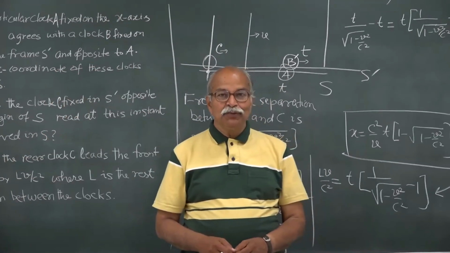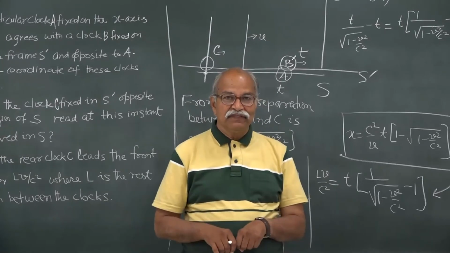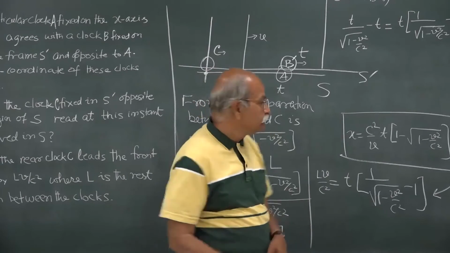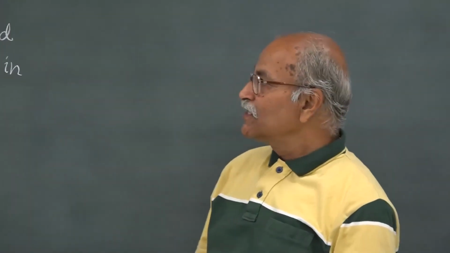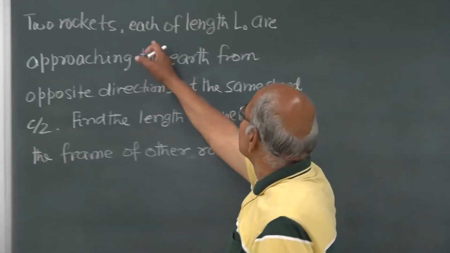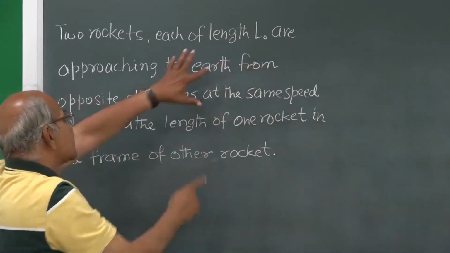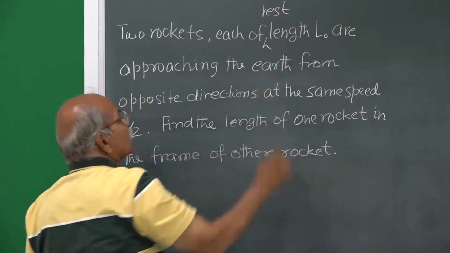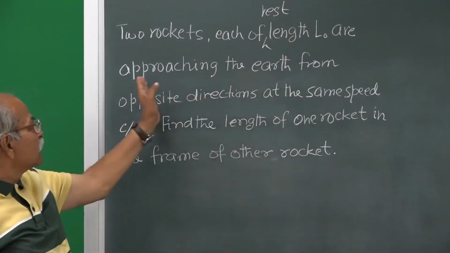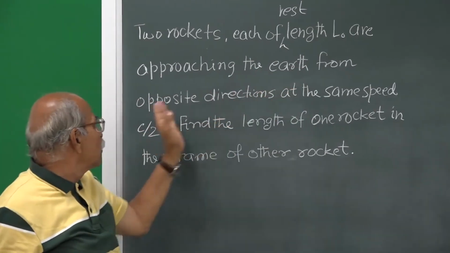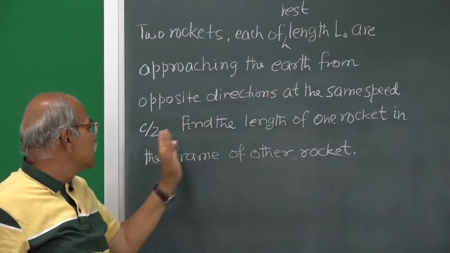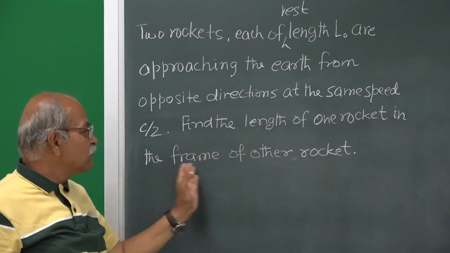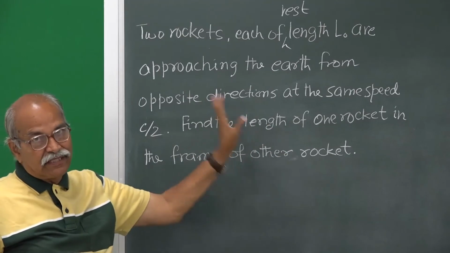So, let me go to the last question of this lecture, and that will be on velocity addition. So, the question is, two rockets each of length L naught, its rest length. Remember, when I say each of rest length L naught, they are approaching the earth from opposite directions at the same speed c by 2. Find the length of the one rocket in the frame of the other rocket. So, that is the question.